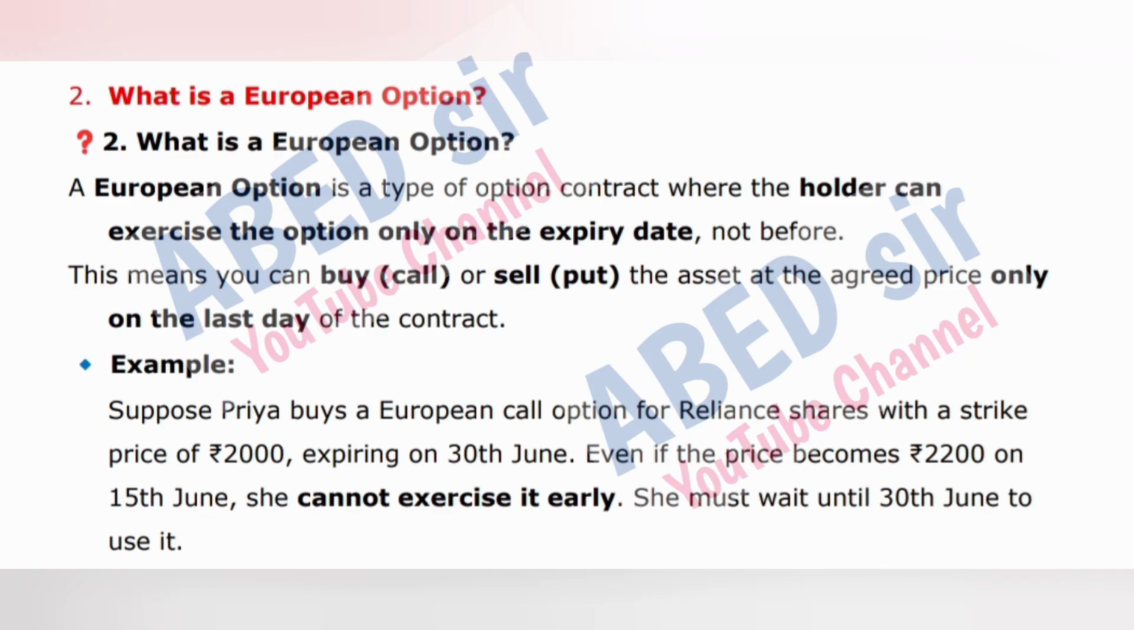Next important short question is: 2. What is a European option? A European option is a type of option contract where the holder can exercise the option only on the expiry date, not before. This means you can buy (call) or sell (put) the asset at the agreed price only on the last day of the contract. Example: suppose Priya buys a European call option for Reliance shares with a strike price of 2000 rupees, expiring on 30th June. Even if the price becomes 2200 rupees on 15th June, she cannot exercise it early. She must wait until 30th June to use it.